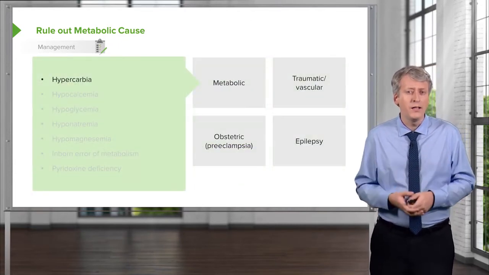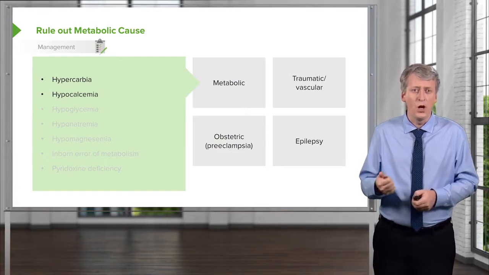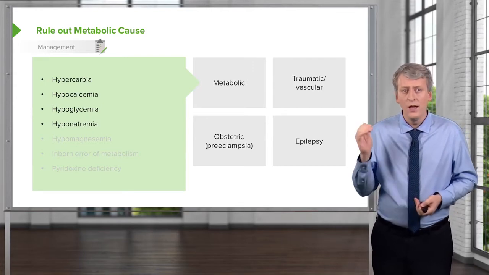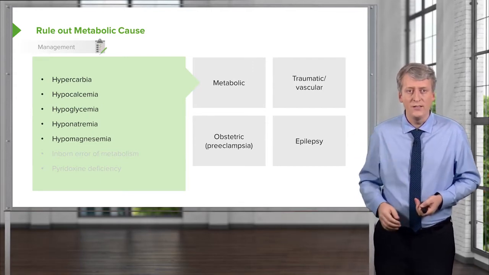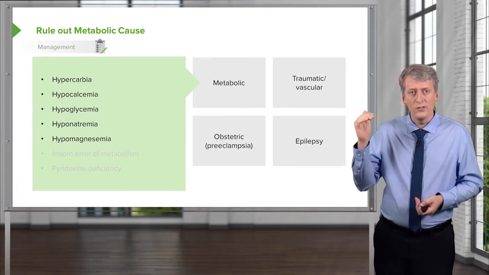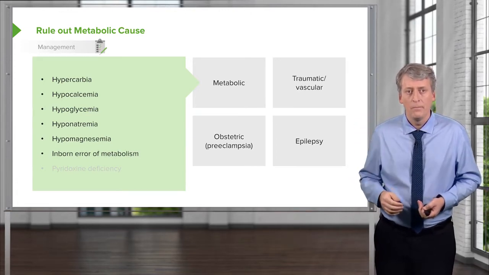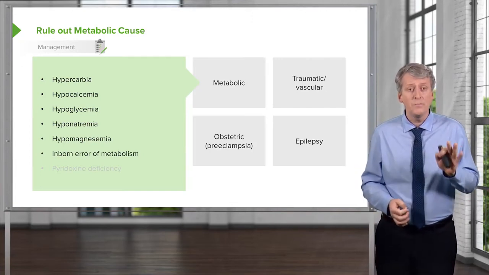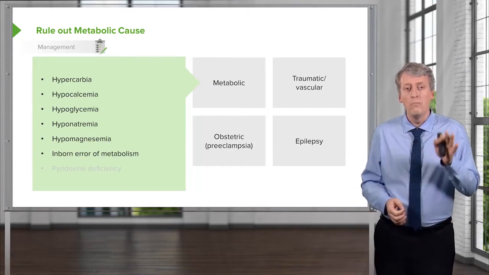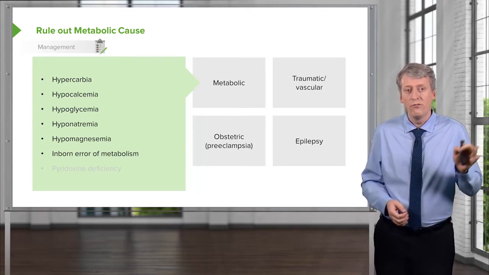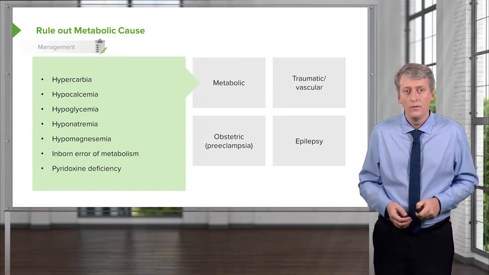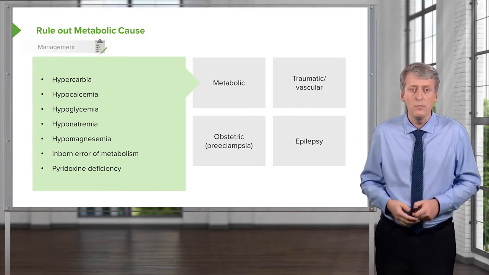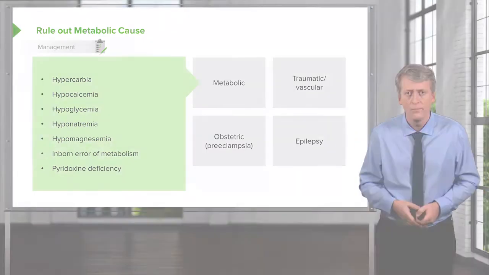There are many metabolic conditions that can present with seizures, such as hypercarbia and then the hypos. Hypocalcemia, hypoglycemia, hyponatremia, and hypomagnesemia. Think of the hypos: calcium, glucose, sodium, magnesium. Inborn errors of metabolism may leave children prone to seizures, especially some of the metabolic disorders that are mitochondrial in nature, like MERRF or MELAS syndrome. Pyridoxine deficiency can also cause seizures, and sometimes a dose of vitamin B6 is the cure, especially in newborns.